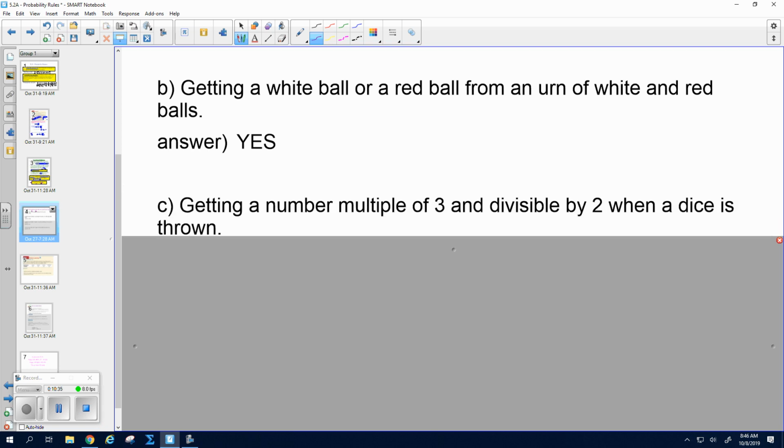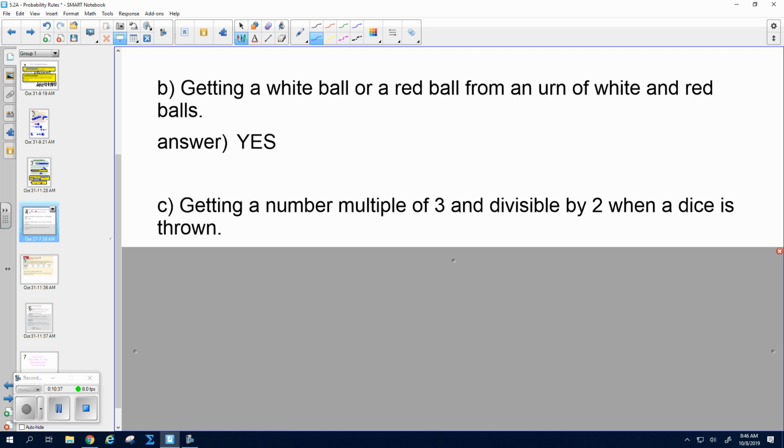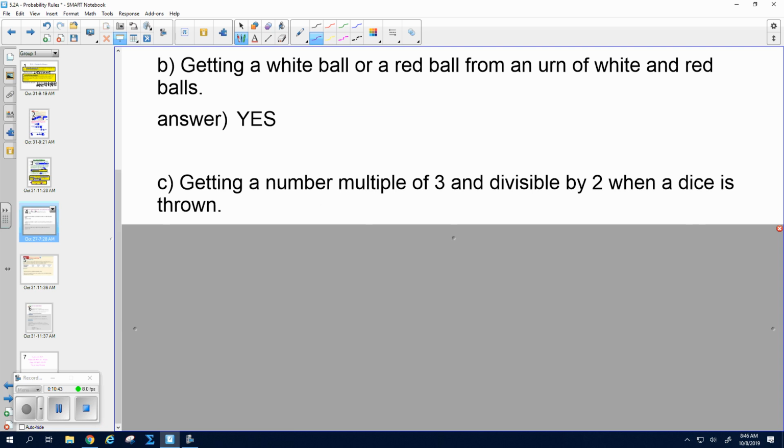All right, getting a number multiple of 3 and divisible by 2 when a dice is thrown. So again, just one dice. That's my possible outcomes. So are these mutually exclusive? A number multiple of 3 and divisible by 2. Do we have a number up there that you can do both to? It's a multiple of 3 and it's divisible by 2.